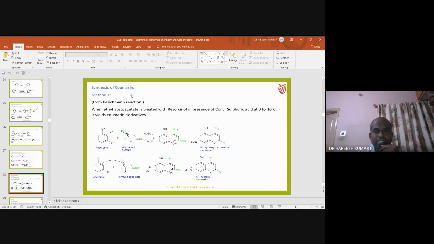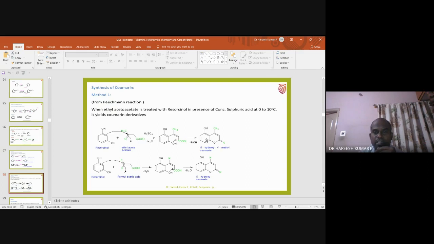What is coumarin? Coumarin is nothing but a benzo-fused compound. So what is the name of this compound? This is called pyranone, a six-membered ring with oxygen as a heteroatom. Then it is called pyran. Suppose a ketone group is attached at the second position, then it is called pyran-2-one. A benzo-fused pyran-2-one is called coumarin.